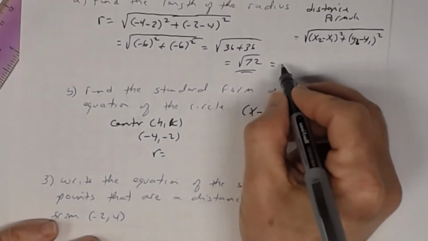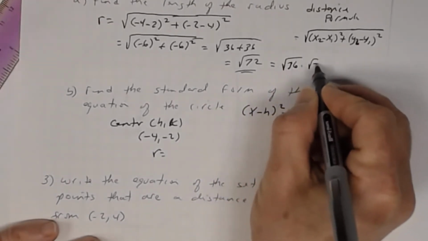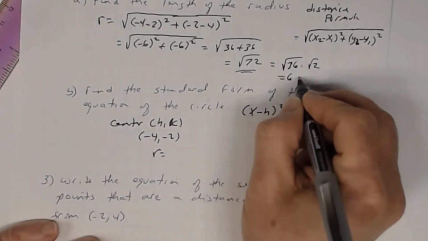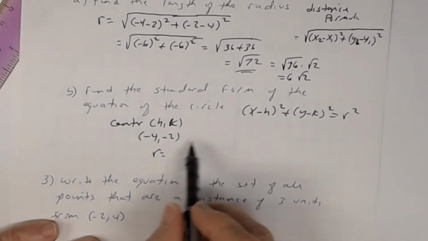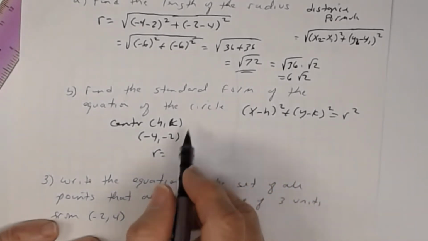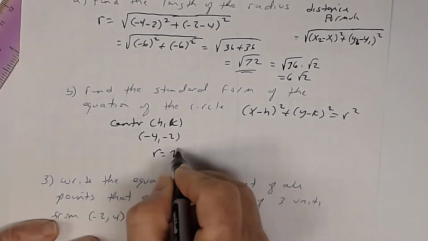So the square root of 72 would be the square root of 36 times the square root of 2. 36 times 2 is 72. And the square root of 36 is 6. So this is 6 square root of 2. But when I substitute, I'm going to use this one instead. Because watch what happens. So the radius is square root of 72.